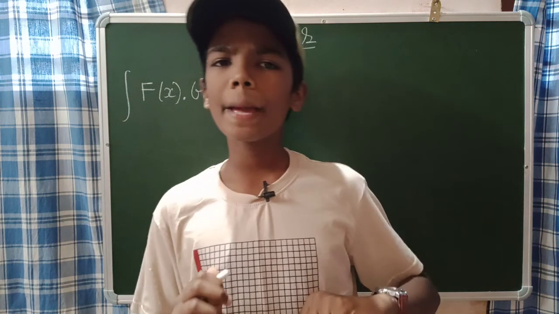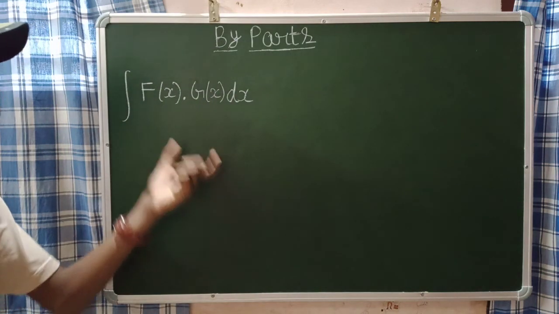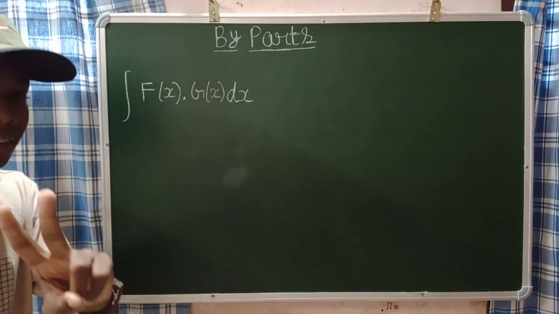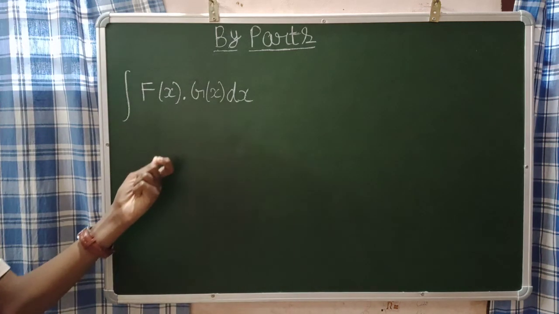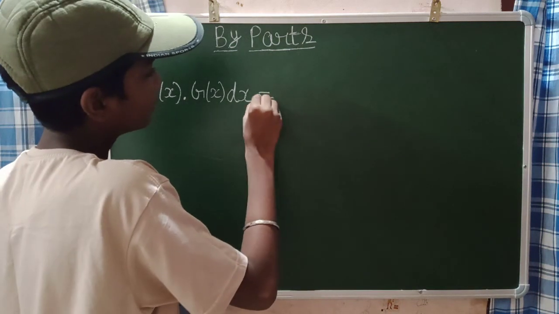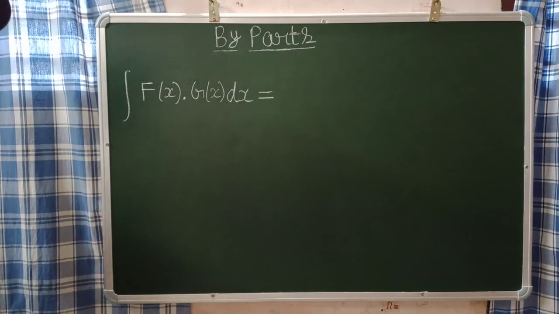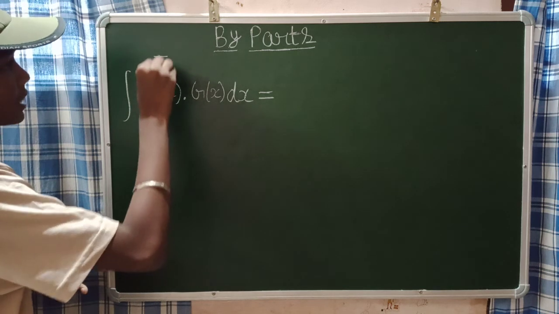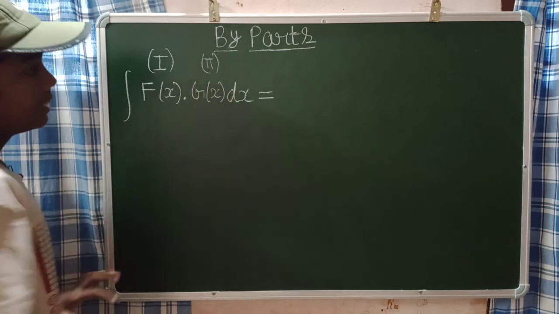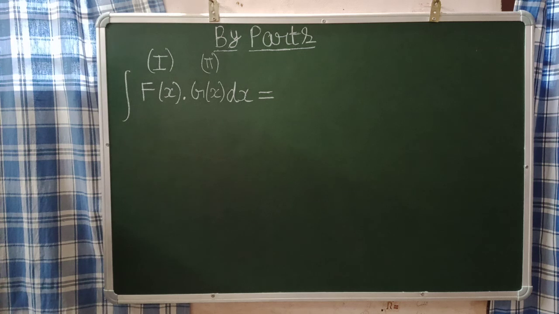How will I be using the by parts rule? Here I will take f of x as the first function and g of x as the second function. When I take it like that, this sort of integral form can be converted into another integral form using by parts. How can it be converted?